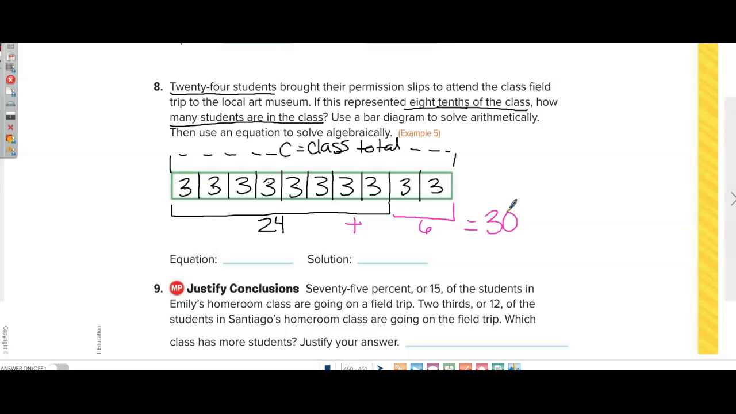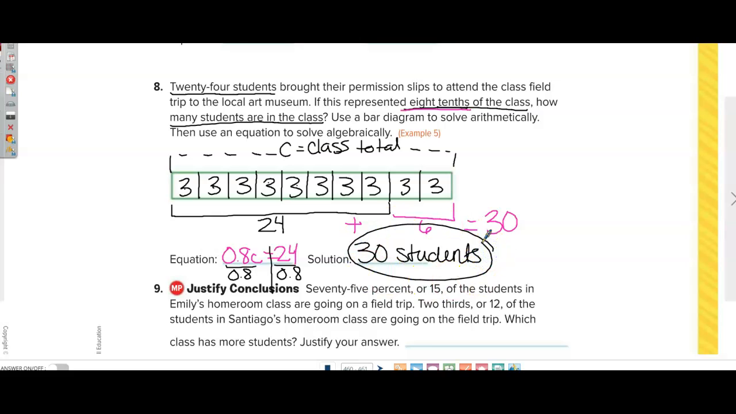If we were to write an equation off of this, we would say that 8/10 of our total class, which we don't know, so I'm going to write C, is 24. So there's our equation. In order to solve, we would do the opposite operation. These two are multiplied, so the opposite is to divide. 24 divided by 8/10 is 30. So there are 30 students in the class. Again, you can check to make sure your answer makes sense. If 8/10 of them is 24 students, your number should be bigger than 24.